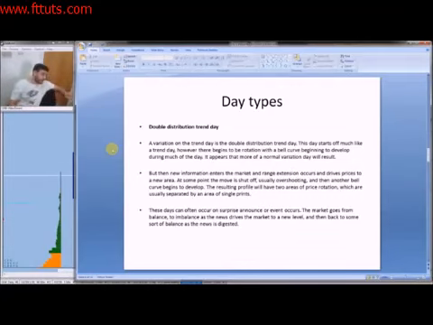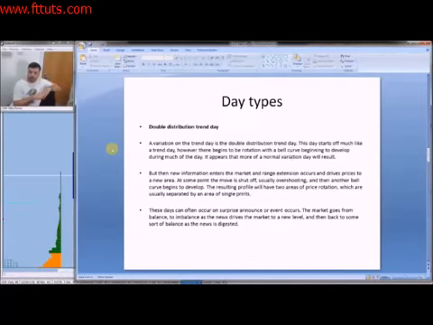As per yesterday, we saw a good example of this. We'll get all of these charts up so that we re-cement it in our minds. New information enters the market and a range extension occurs and drives prices to a new area. At some point the move is shut off, usually overshooting, and then another bell curve begins to develop. The resulting profile will have two areas of price rotation, which are usually separated by an area of single prints. These days can often occur on surprise announcement or event occurrences.